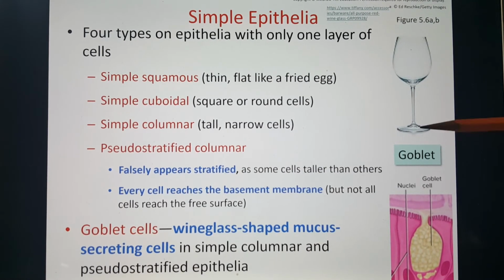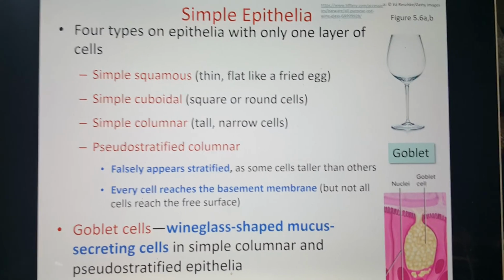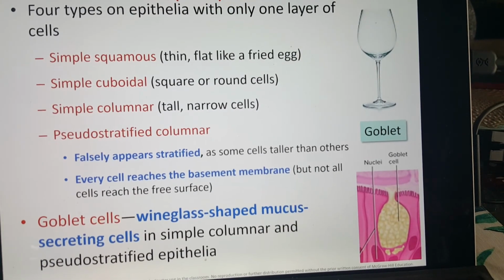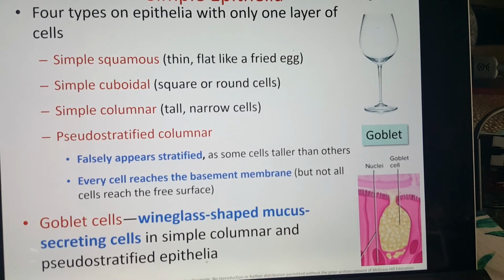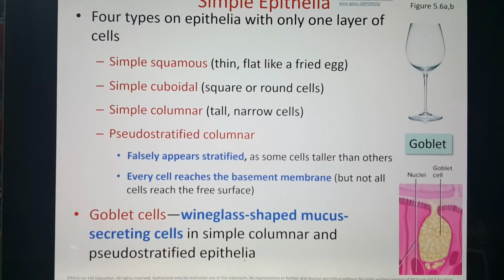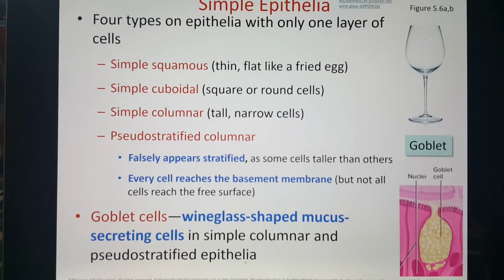So here is a wine glass. Goblet is just an old way of saying that. So down here at the bottom, this is the cartoon version, but still works. So our little goblet-shaped cells, their job is to make mucus. That's all they do. They make mucus, they excrete it out, and that helps to coat our tissues and protect them from damage.